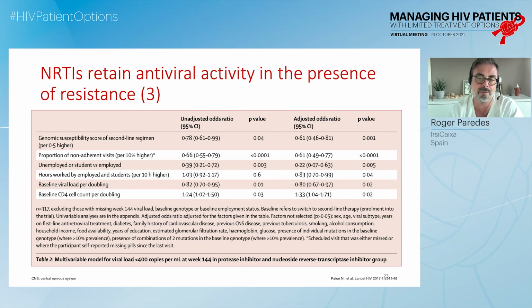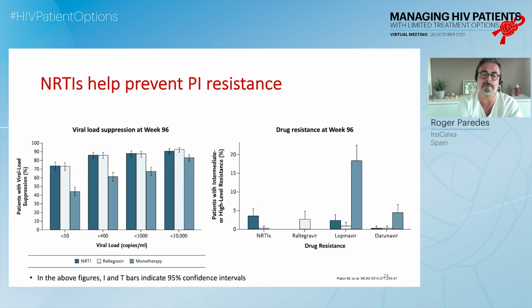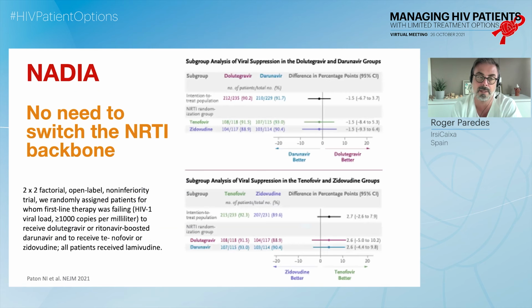So actually having NRTI resistance, if you continue on NRTIs, is actually predicting better outcomes. Another important concept is that NRTIs prevent the development of PI resistance, and these are the same data from Patton and colleagues, where patients who were given PI monotherapy were more likely to develop PI resistance than those that received PI associated with NRTIs.